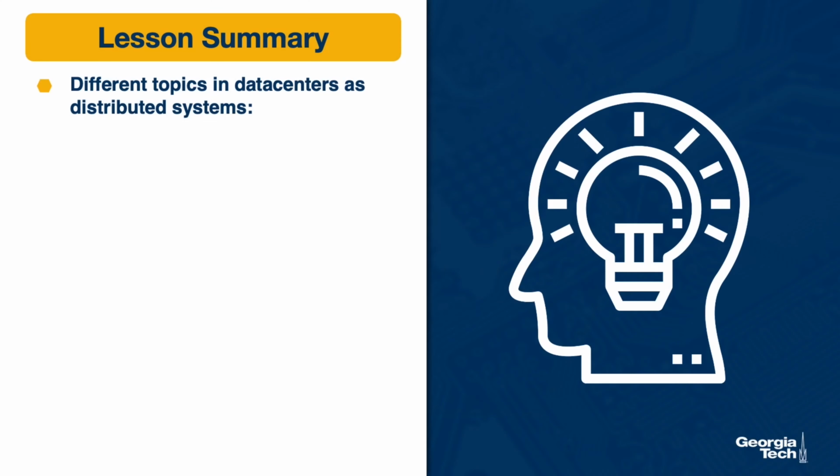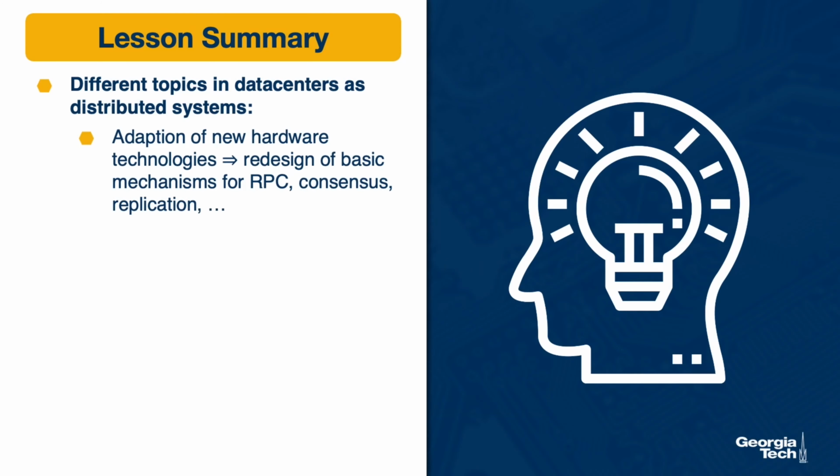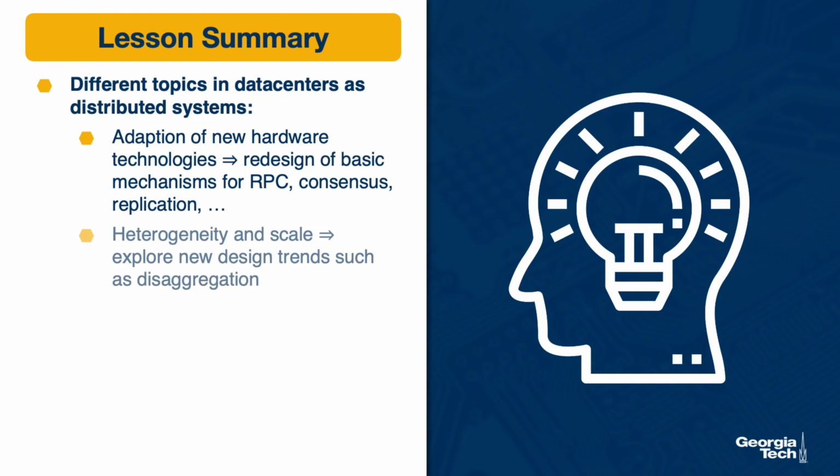In this lesson, we looked at different topics related to data center systems. We talked about the fact that the emergence of different hardware technologies has implications on the design of even basic data center mechanisms. We said that even the implementations of something like RPC would need to be reconsidered when using some of the newer types of interconnect technologies or some of the new types of persistent memories. We said that the presence of heterogeneity and the goal to reach ever larger scales while maintaining efficiencies leads to exploration of new design trends such as disaggregation. These will pose a major need for redesign of the system software stack and the application services as well.